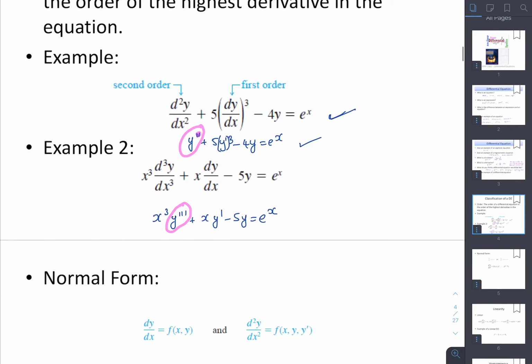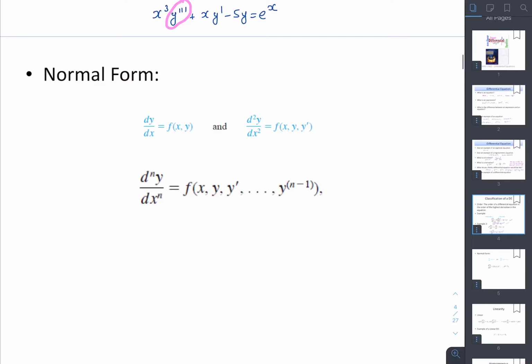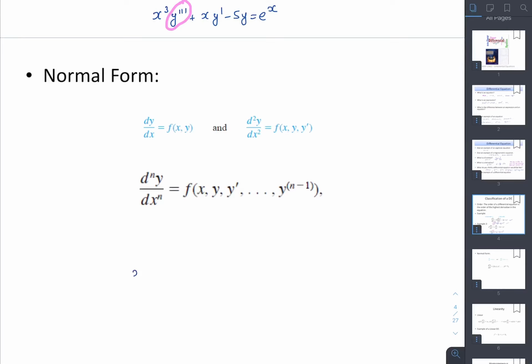And we can rewrite any differential equation in the normal form. How do I rewrite a differential equation in the normal form? If you have a differential equation, say something like x y prime plus 5y is equal to 0. That's a differential equation because you have a y prime, a derivative involved. So this is a differential equation, but I want to write it in the normal form. So how do I do that?